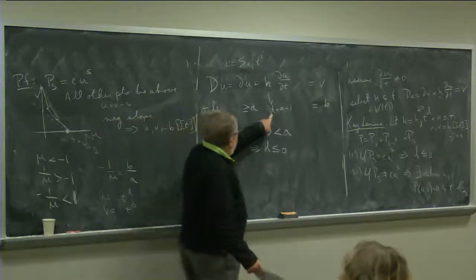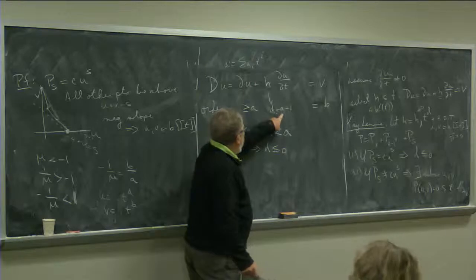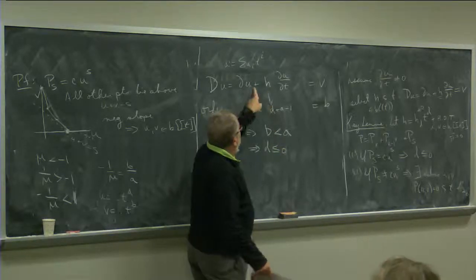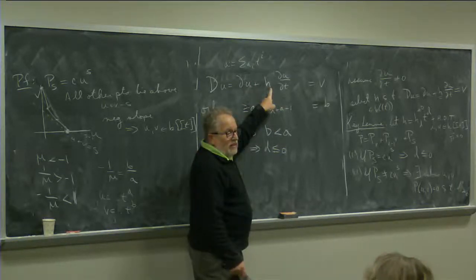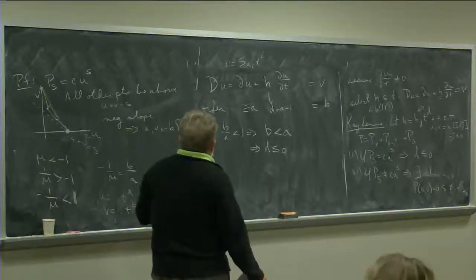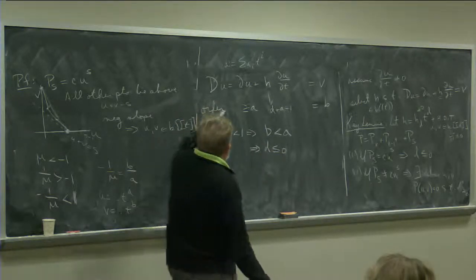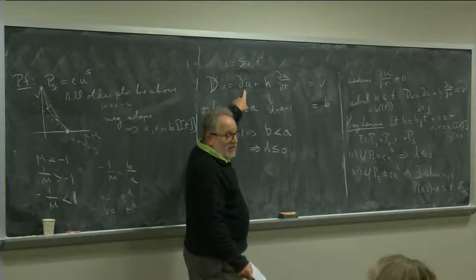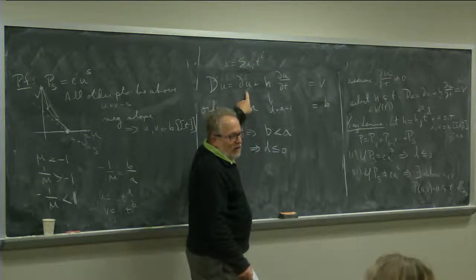So if D is negative, these terms will go up. So what will happen is that it won't equal A, it will go up.